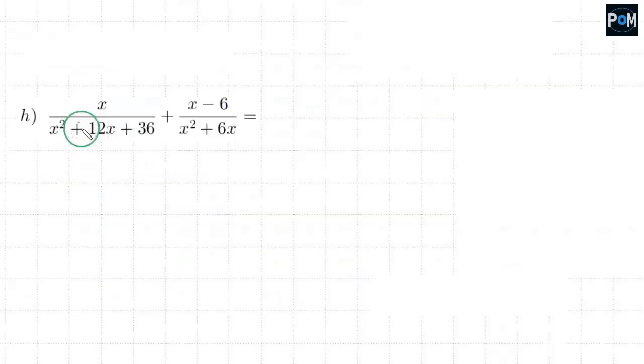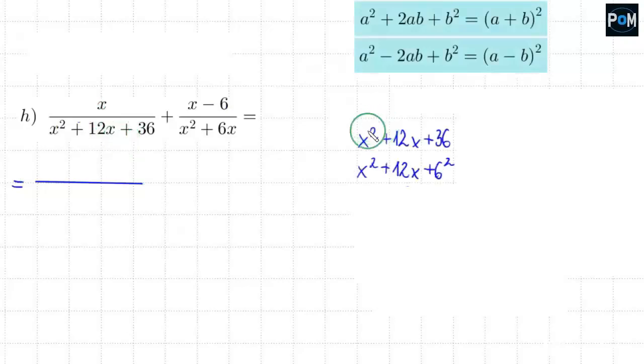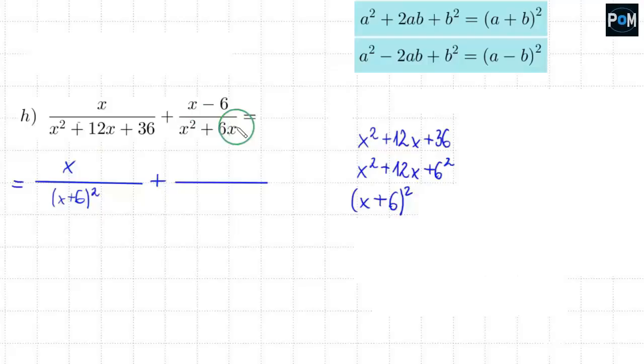Example H looks this way. We use what we did in previous example. Instead of 36, we put 6 squared, and we get x plus 6 squared here, and then we took it from this denominator, so I'm writing it down here at the bottom, x plus 6 squared. At the top, I write x. In this denominator, I can factor out x, and in parentheses, I'm left with x plus 6. On top, it's x minus 6.